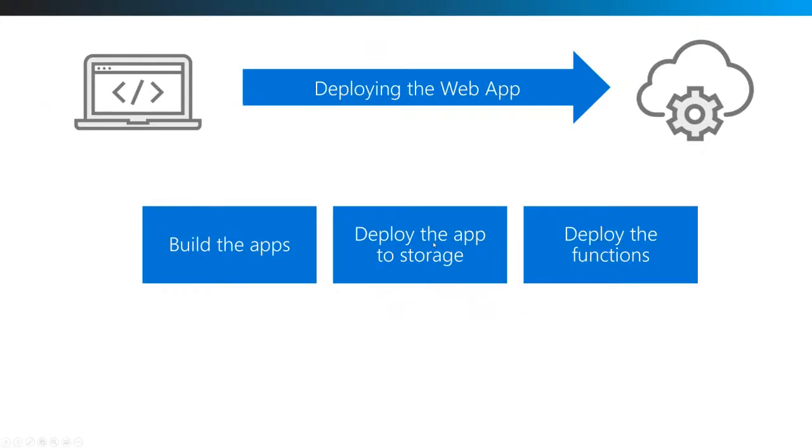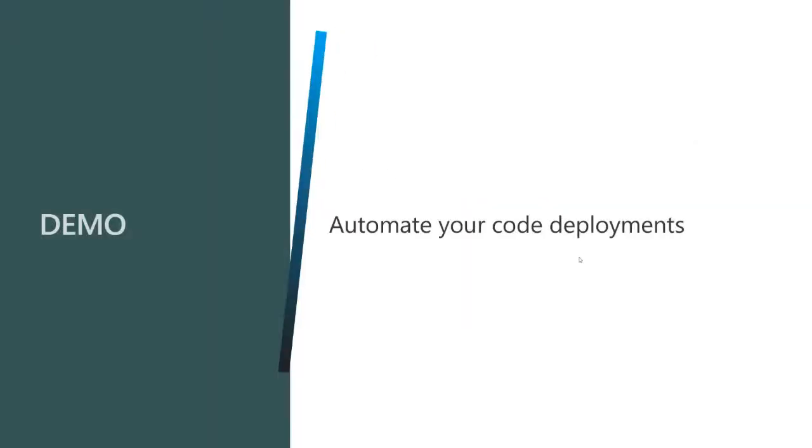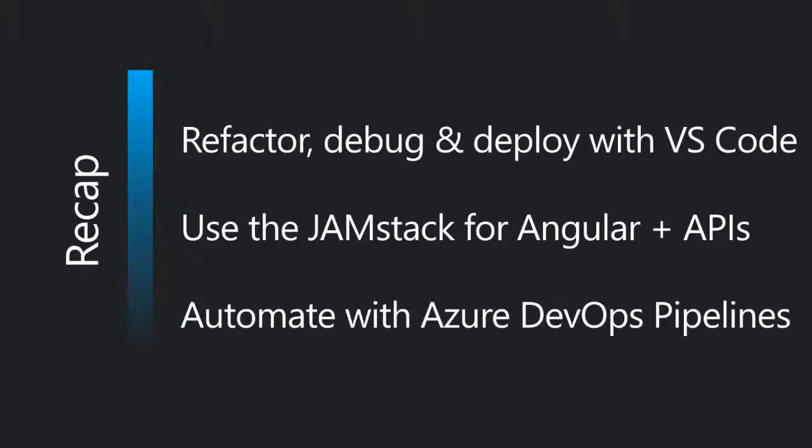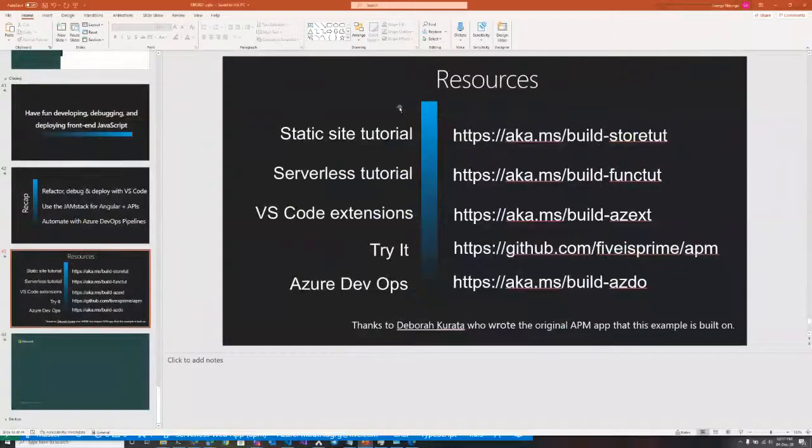Deploy in a web app, build the app, deploy to storage, and deploy the functions, and have fun debugging and deploying the front end. So refactor, debug, deploy with VS Code, use JAMstack for Angular and any other framework that you have, and then automate with Azure DevOps pipelines. I think that's it for today. End of presentation.